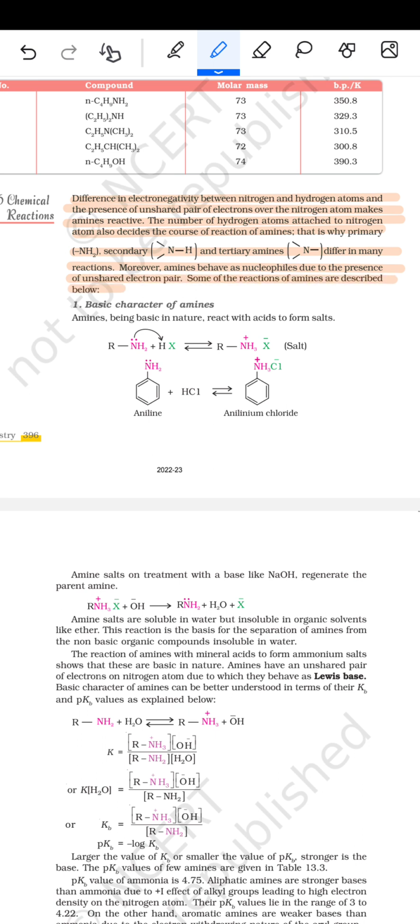So the first is the basic character of the amine. Amines being basic in nature react with acids to form the salt.